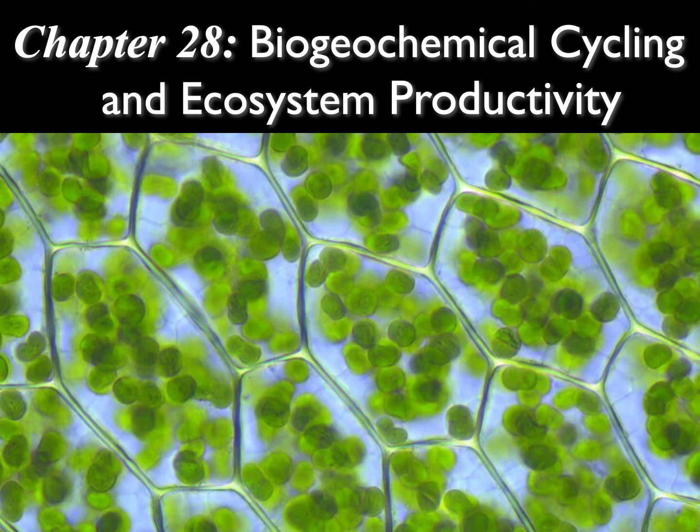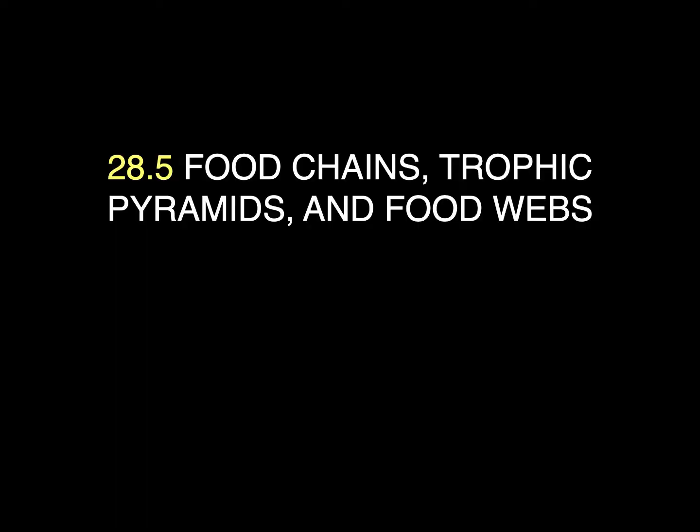Chapter 28, Biogeochemical Cycling and Ecosystem Productivity. Section 28.5, Food Chains, Trophic Pyramids, and Food Webs.